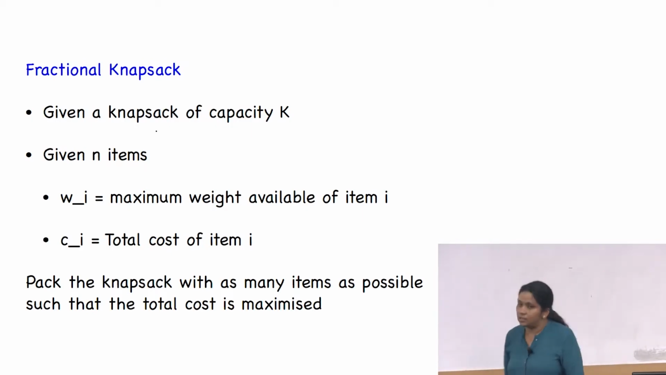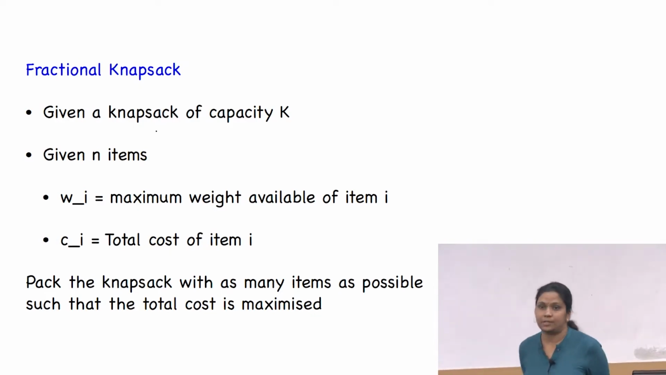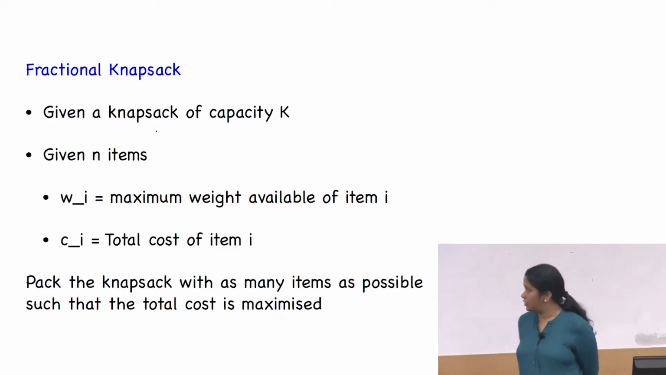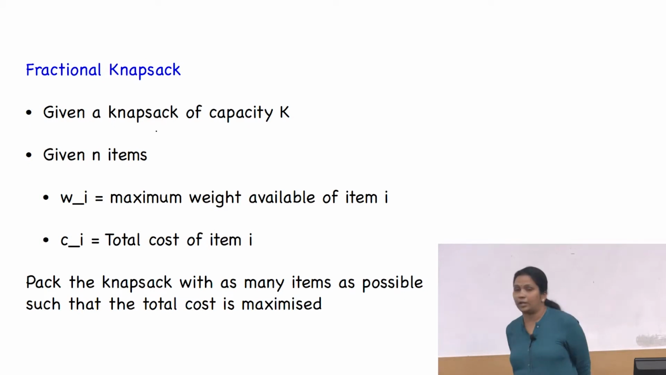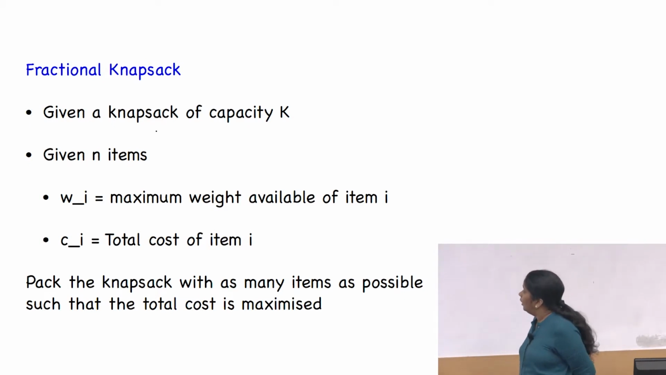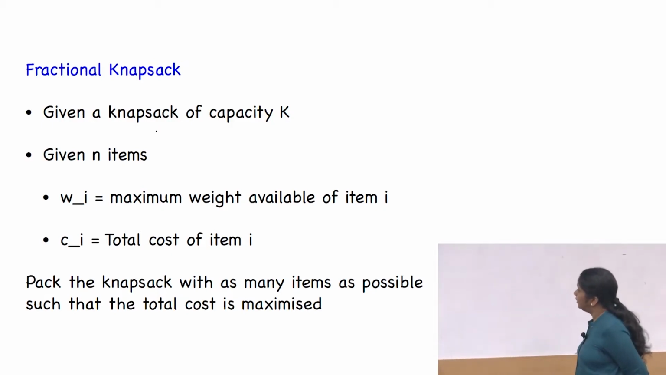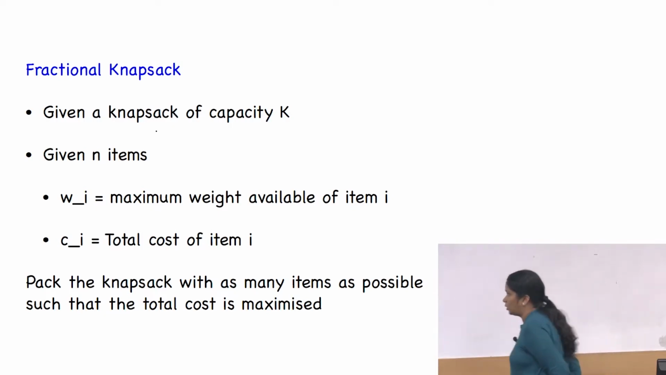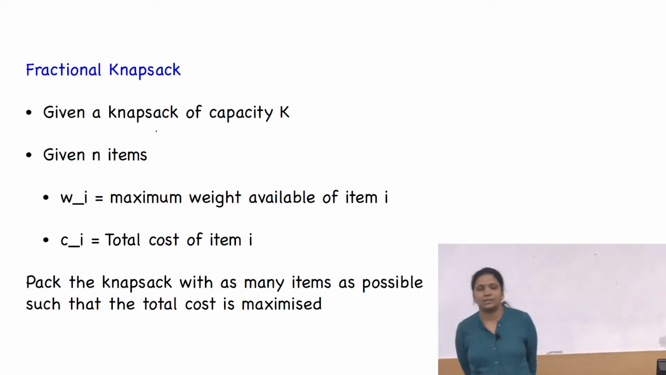So the fractional knapsack problem is this: you are given a knapsack or a bag with capacity, let's say capital K. You are also given n items. For each item, you have two values. Wi is the maximum weight available of the ith item, that is, the maximum weight that can be packed into the knapsack. And for each item, there is a total cost, or you can even think of it as a profit.